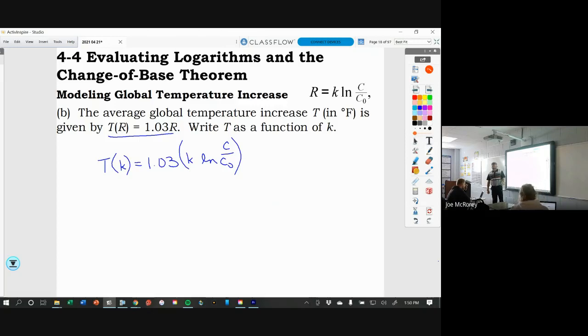Don't question it. It makes sense eventually. Just keep looking at both of the equations. I changed R to this. There's no R in here. The only variable here now is the K. But the 1.3 is T of R, not T of K. T of R is 1.03 R. I'm replacing R with this. To write it as a function of K, that's why the K is there. Finally.